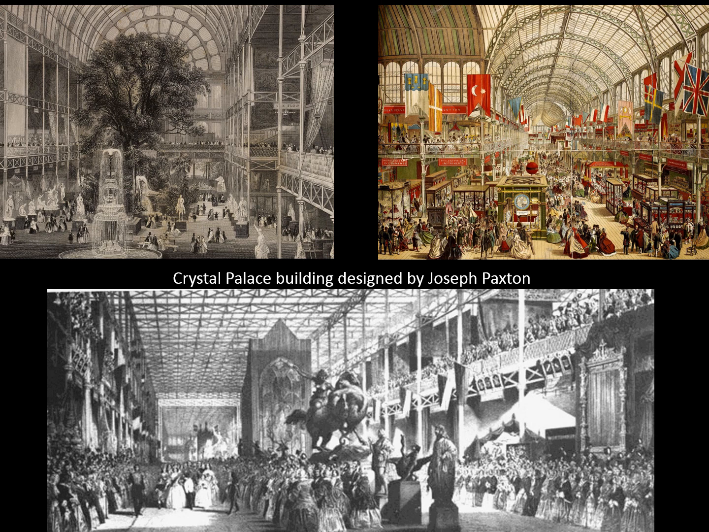We see that it's this huge building that has trees inside of it. We can see Queen Victoria's visit at the bottom. That was a big event. And it's all designed to show off Victorian Britain's industrial ingenuity and progress. And the building itself, of course, is an example of that.